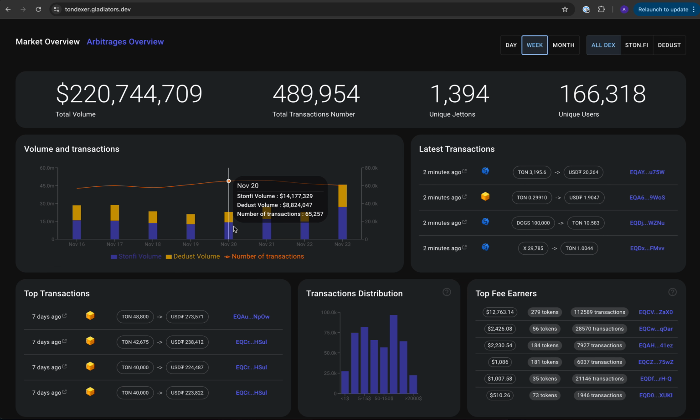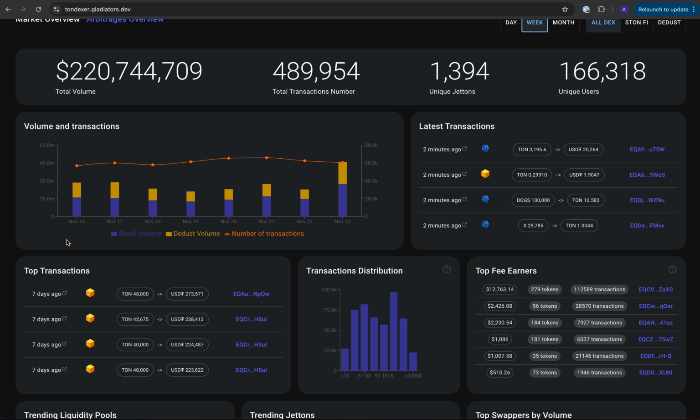On the next line, on the right side, are the latest transactions happening on the blockchain right now. It is updating live, and on the next line it's almost the same widget for top transactions. So for example, someone 7 days ago swapped almost 50,000 Ton for USDT, which at the time of the transaction was almost $27,000.